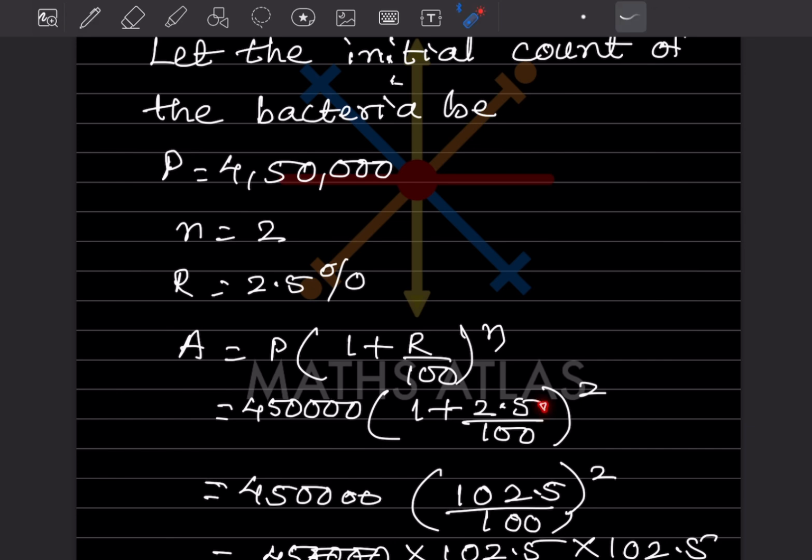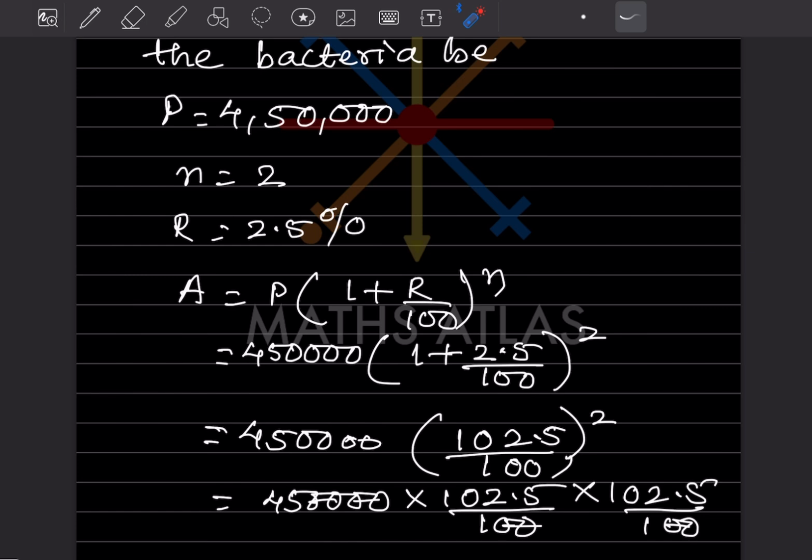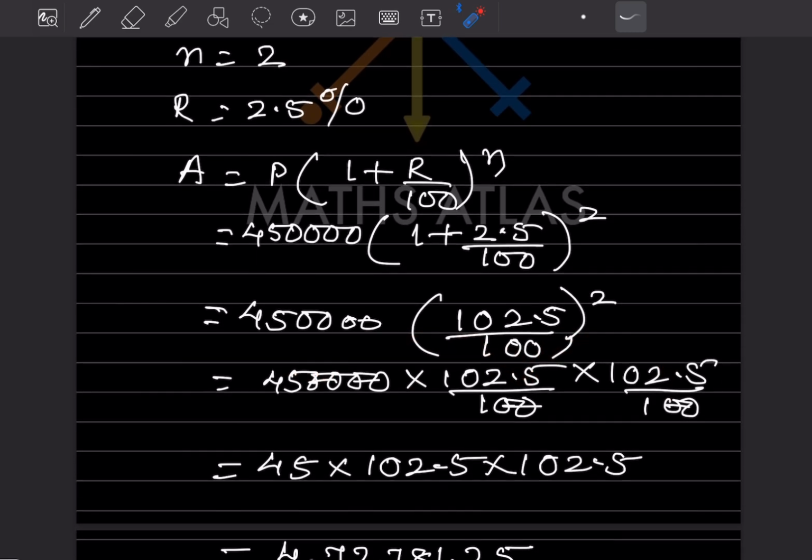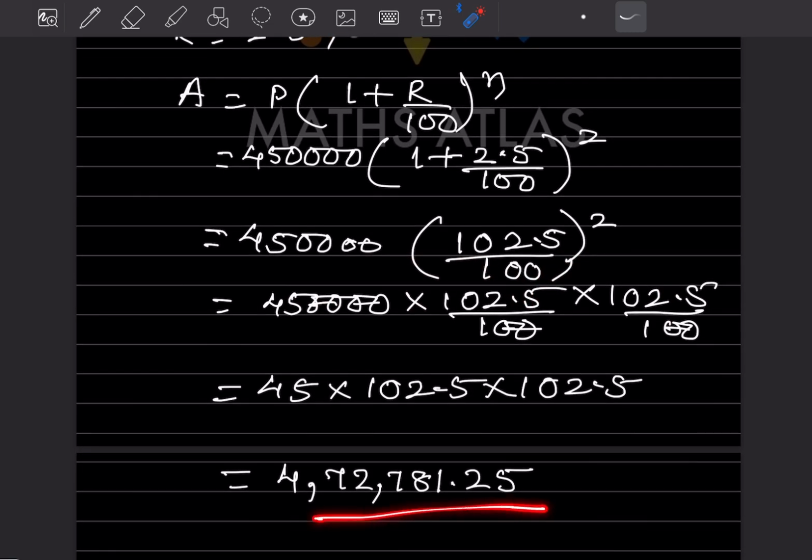So when you solve this, the LCM will be 100, so the numerator will be 102.5 divided by 100 raised to 2. You are going to multiply this whole part twice. Now we will cancel these 2 zeros, again here 2 zeros. And when you multiply 45 into this, you get the answer.